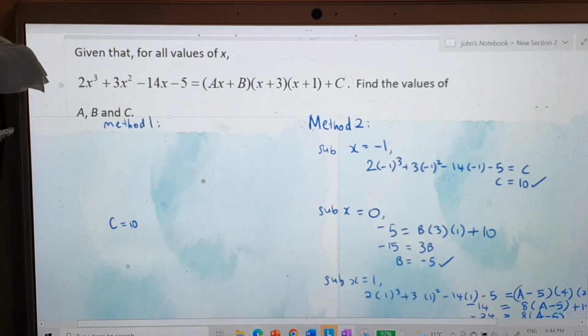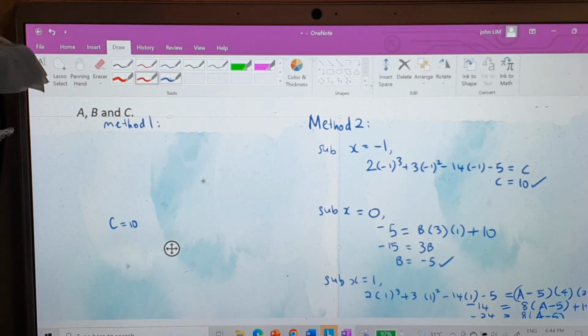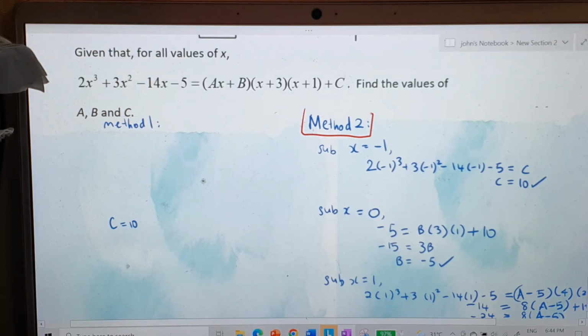Okay, I show you method 2 first. Method 2 is over here, which is a substitution method. I see that if I sub x equals to -3, this whole thing will disappear. Or I sub x equals to -1, this whole thing will disappear also. So I choose to sub x equals -1 because it's a smaller number. I don't want to deal with big numbers. I want this whole thing to disappear, then I can find my only unknown c here, which is 10.